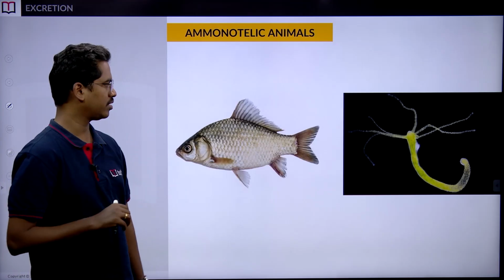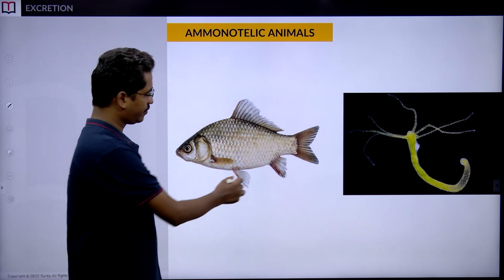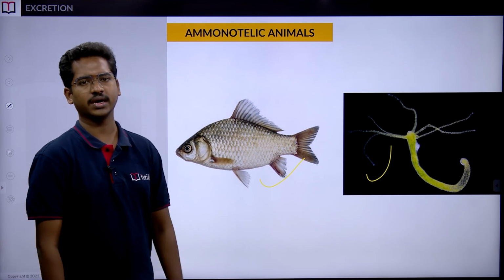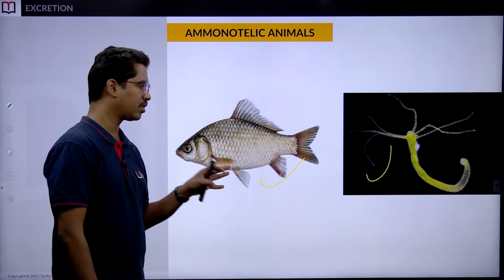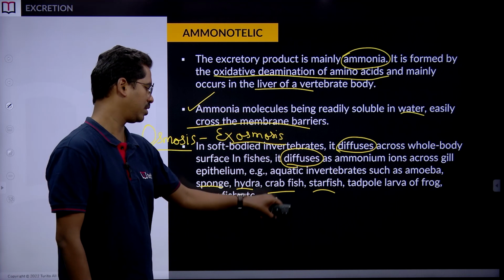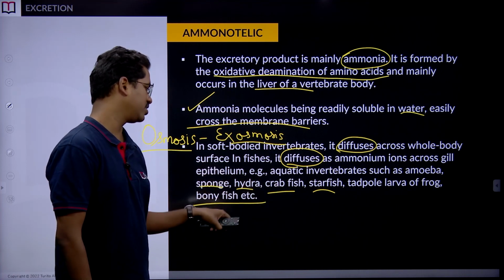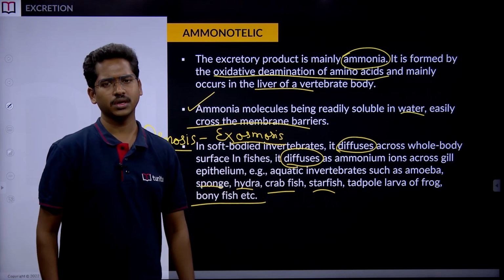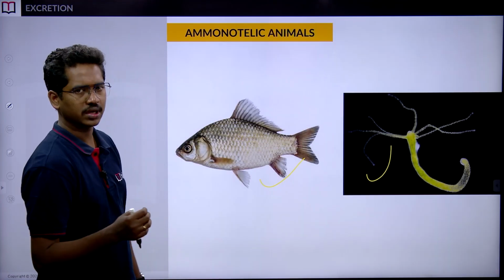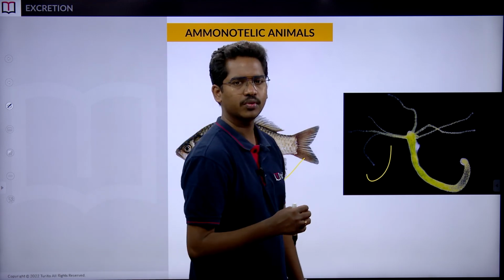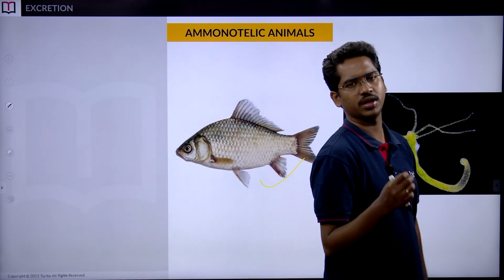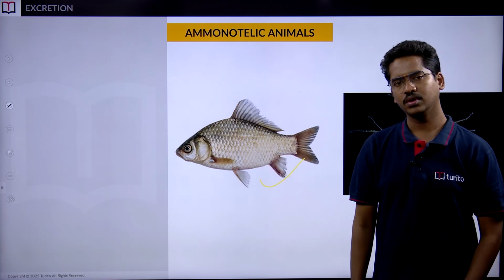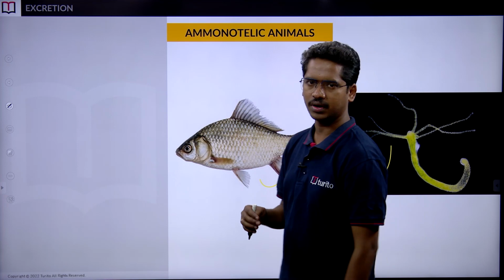I would like to show you some images. So, those are fishes you see, or a multicellular organism like hydra. These are some of the examples. You see here there are so many: amoeba, sponge, hydra, crayfish, starfish, tadpole larvae, bony fish. They all are examples of organisms involved in removing nitrogenous waste as ammonia, that is, in the process of excretion. So, that is one good thing we have learnt now.